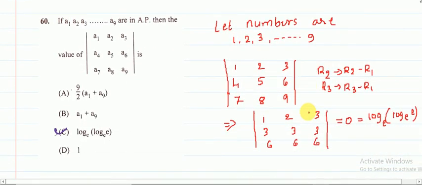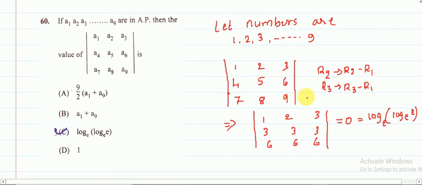Next, for question number 60, it's better to remember the result. If A1, A2, and so on up to AN are in AP, then the value of that determinant will be 0. But if you don't remember this, substitute 1, 2, 3, and so on up to 9 for this, because 1, 2, 3, 4, 5, up to 9 will be in AP. Then the determinant of 1 2 3; 4 5 6; 7 8 9, directly you can expand this and find the value also.